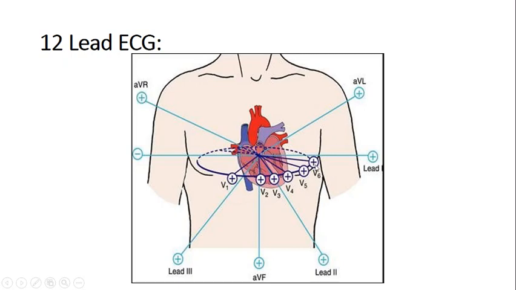V1 through V6 is a common setup. This takes a little bit of the right side of the heart through the septum and through the left side of the heart. There's also a right-sided EKG, and you can take these all the way around and go right around through the back if you need to. But normally this is the one that's most commonly done.